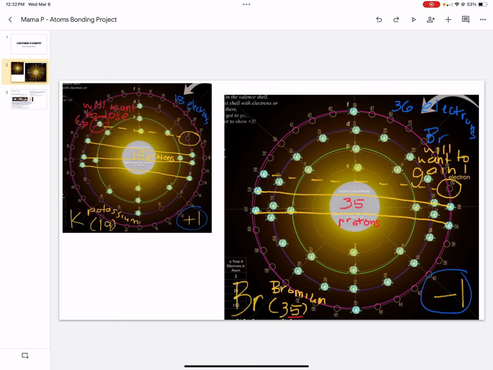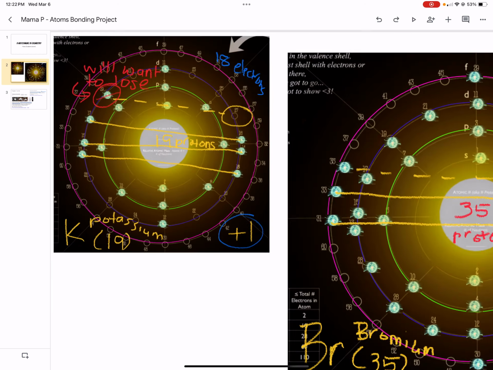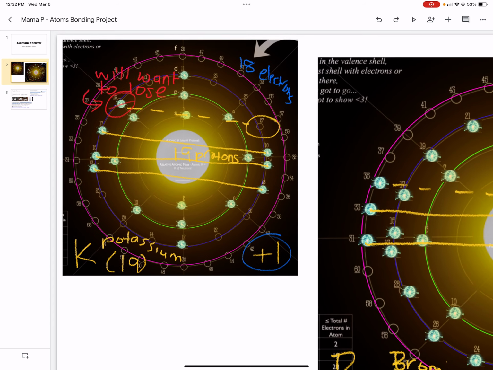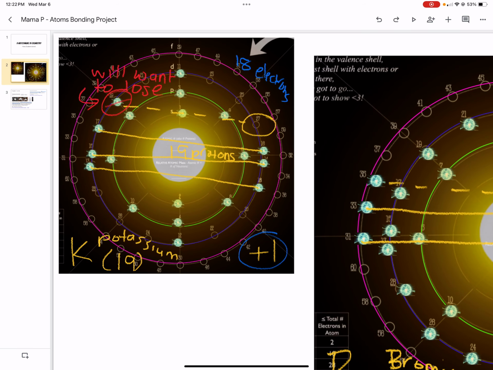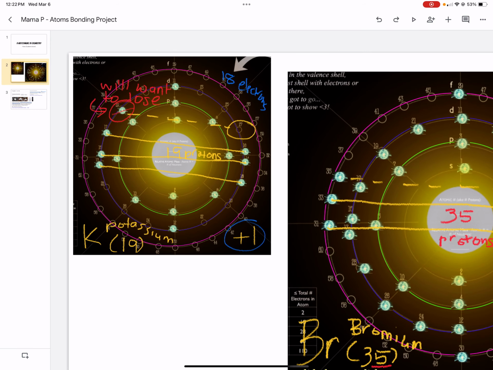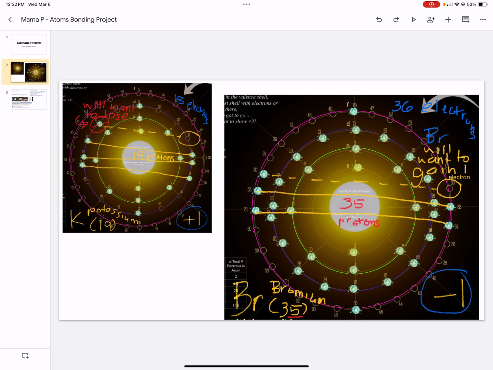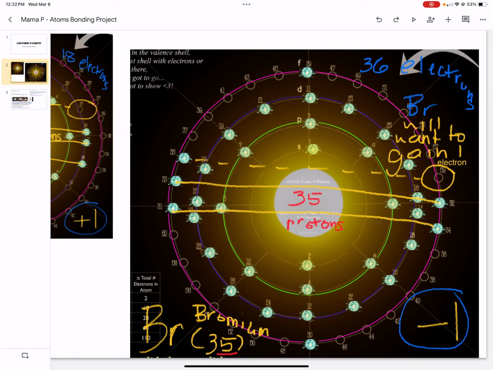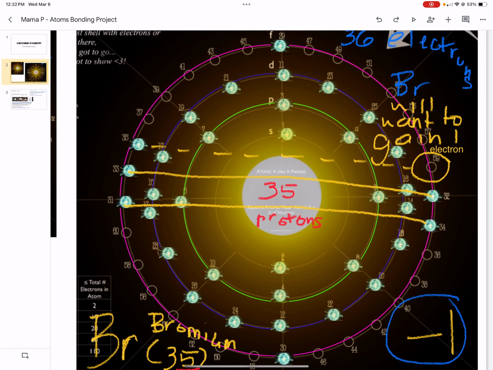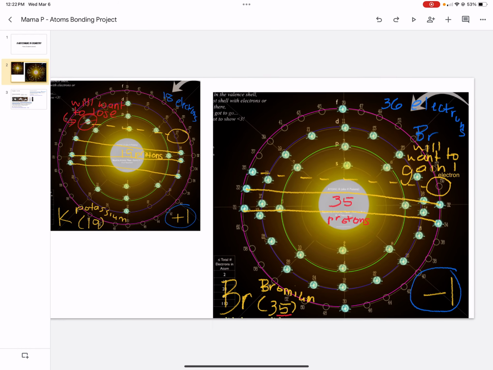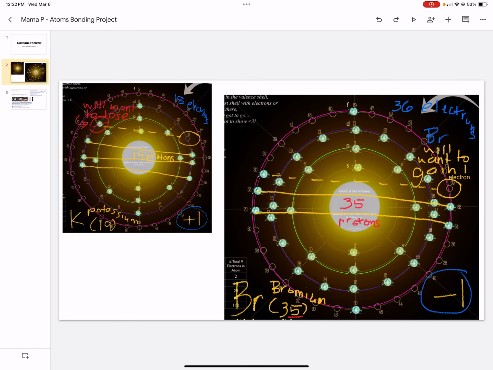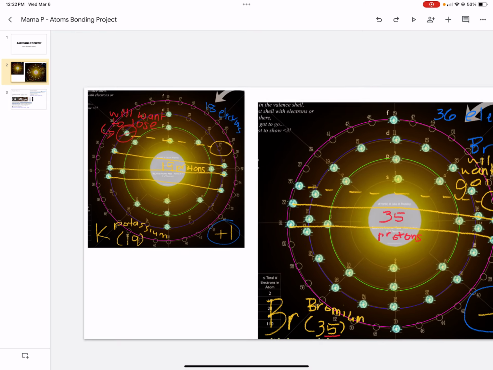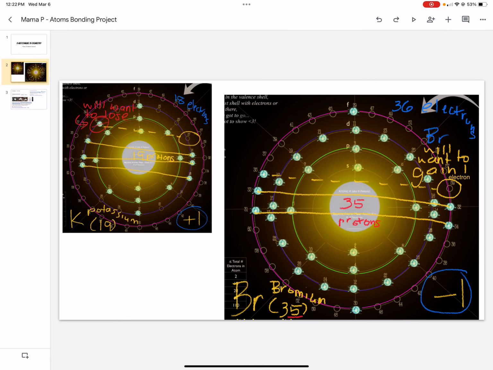I think it's also very fascinating that potassium wants to lose this electron, whereas bromium doesn't want to lose this electron. It just wants to gain one. That is so fascinating to me. Like, why? You know what I mean? Why does this one want to lose this electron and why does this one want to gain it when they're kind of in a similar situation, right? And I think that's a question for quantum mechanics.